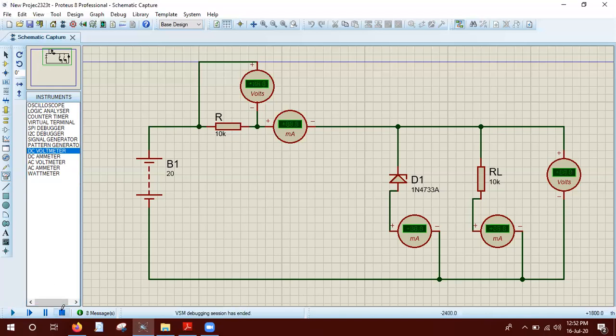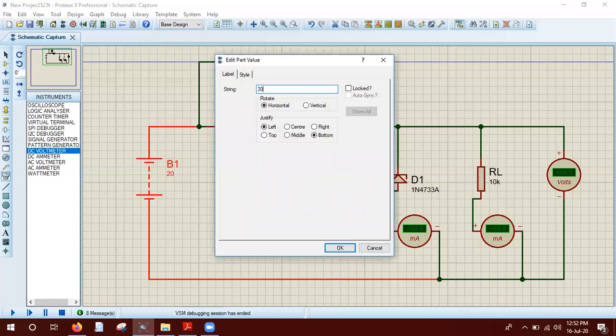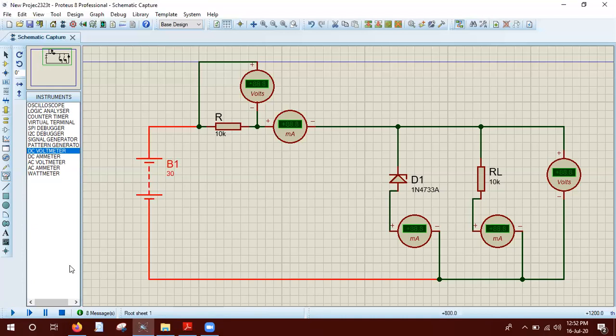It is okay. 20 is also okay for this Zener diode. Okay, make it 40, or let's make it 30 volts. That is 1.9, still milliampere 2, only, sir.